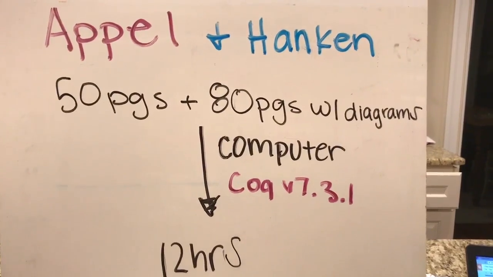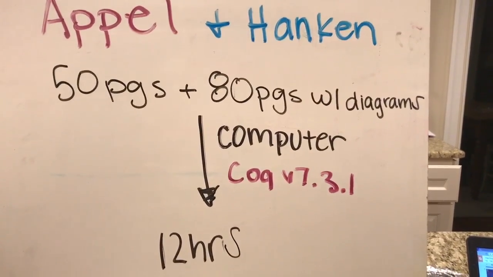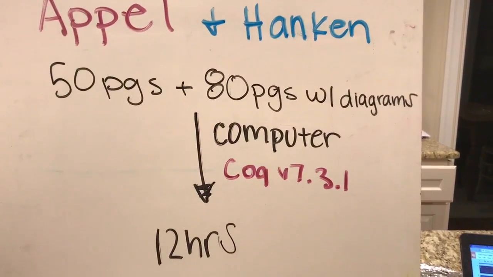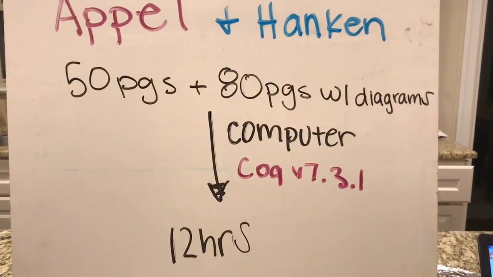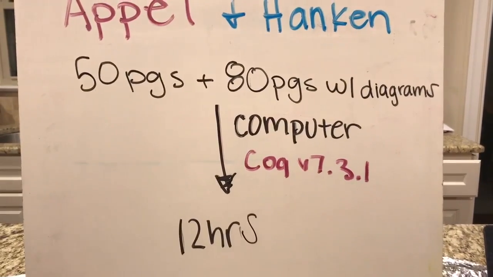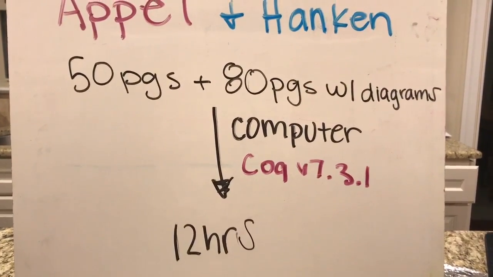The theorem was finally proved with 50 pages of diagrams with an extra 80 pages of more diagrams and formulas. A computer was used for the final proof. It was called Coq v7.3.1. It took 12 hours of work.